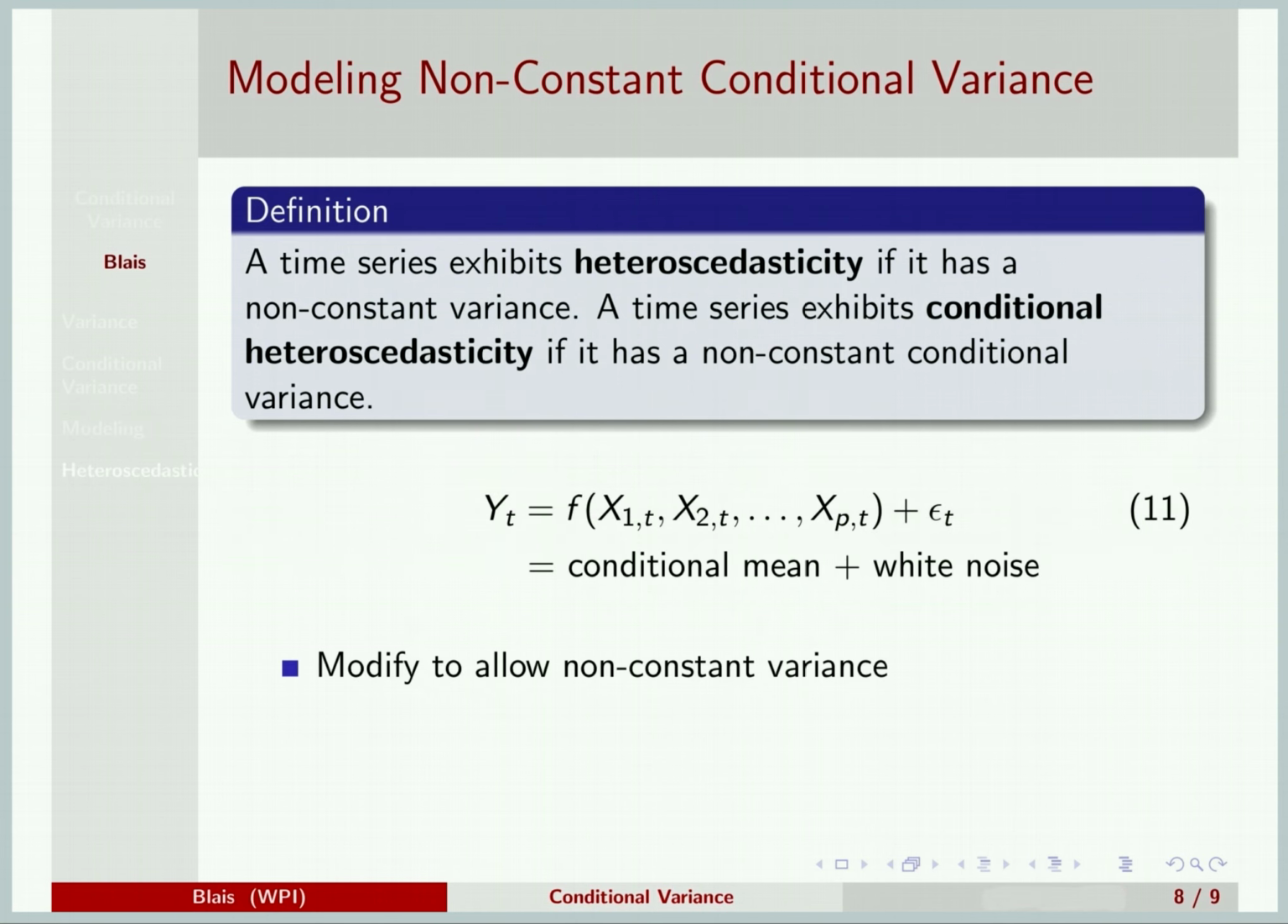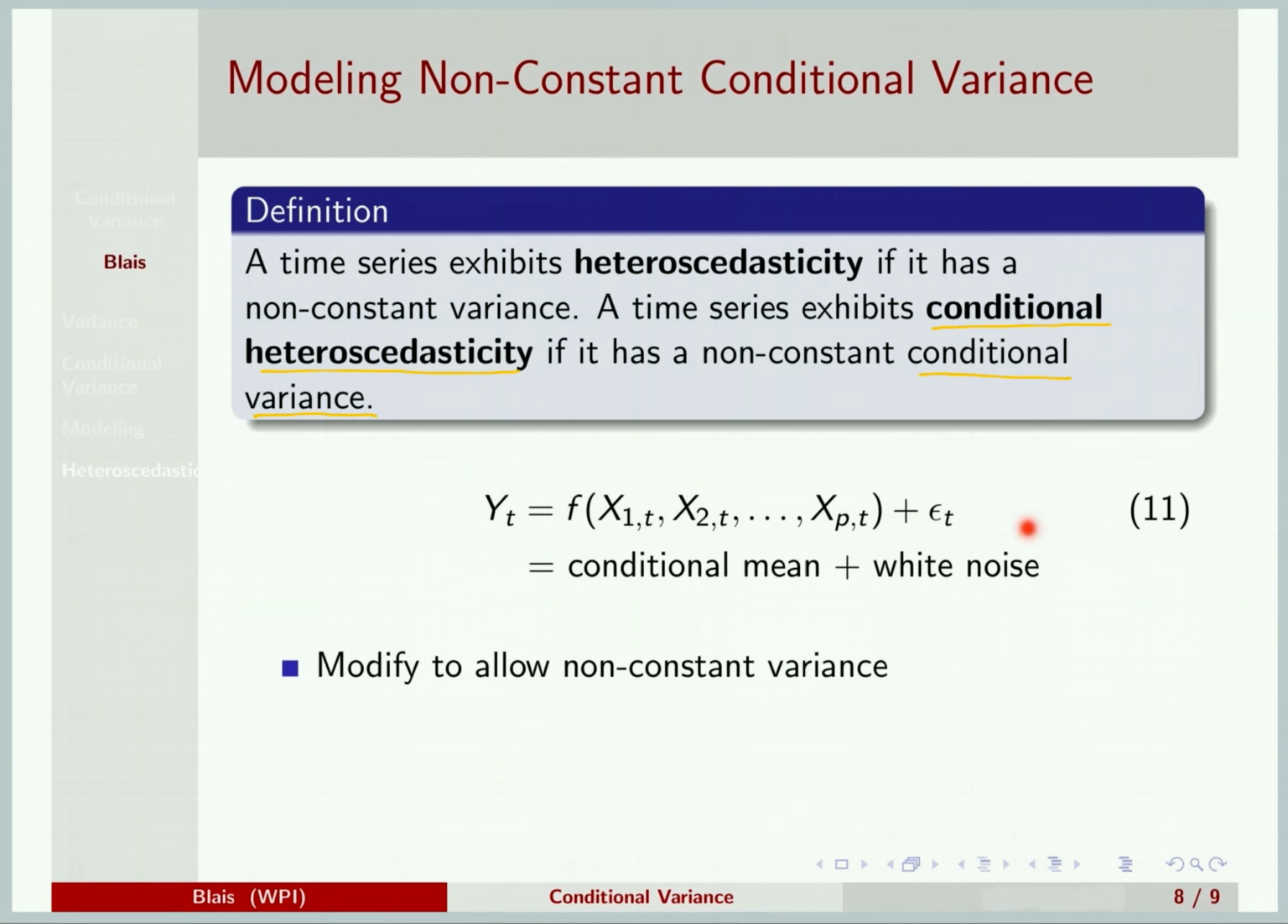And for non-constant conditional variance, we are introducing the term heteroscedasticity. We say a time series or a stochastic process exhibits heteroscedasticity if it has a non-constant variance. We also have another version, where a time series exhibits conditional heteroscedasticity if it has a non-constant conditional variance. That's the type of property that we are going to incorporate into our model.